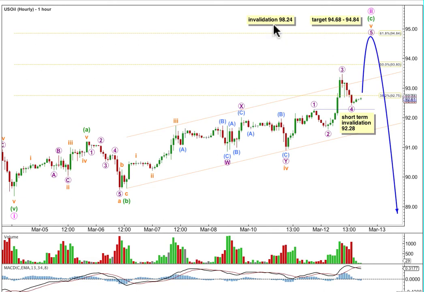The invalidation point on the hourly chart is exactly the same as on the daily. In the very short term, if this labelling is correct, then any further downwards movement from microwave 4 can't move into microwave 1 price territory below 92.28. Although I would also consider the possibility that microwave 1 may have ended down here and the second wave could be a flat correction with the fourth wave a zigzag. So if this short-term invalidation point is breached with a little bit of downwards movement, but price remains above this high here, then I'd relabel it as micro 1 ending here.